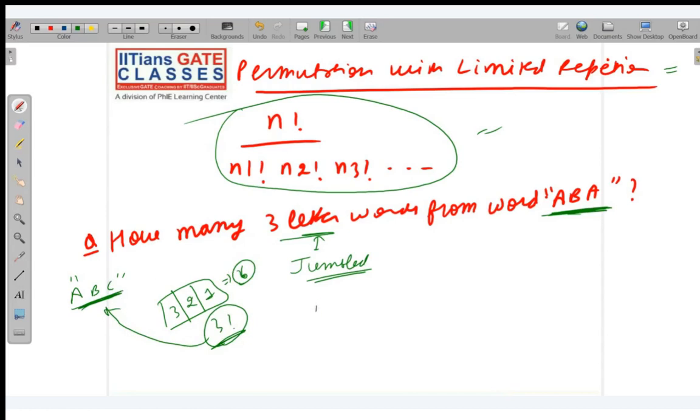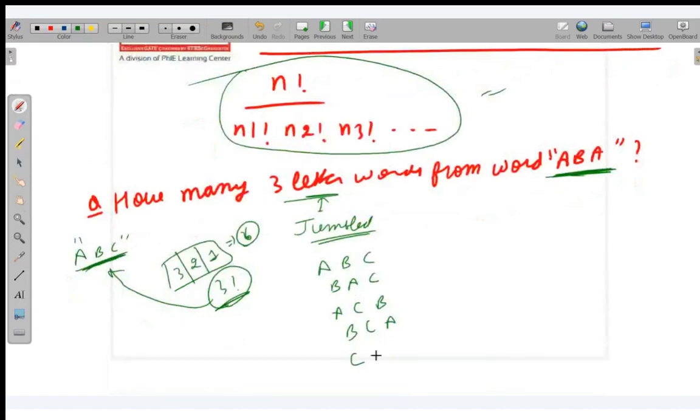So ABC, first I will consider it here, ABC, then BAC, and then I can say C. First I have taken C at the end. So ABC, BAC. Now I will take C in the middle. So now here AB and then BA. And the last scenario will be I will put C at the start. Now I will say AB and then BA. So these are the total 6 jumbled words from ABC. I think you have got how I have done it.